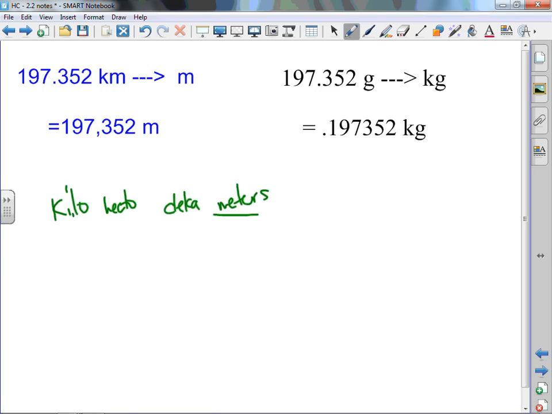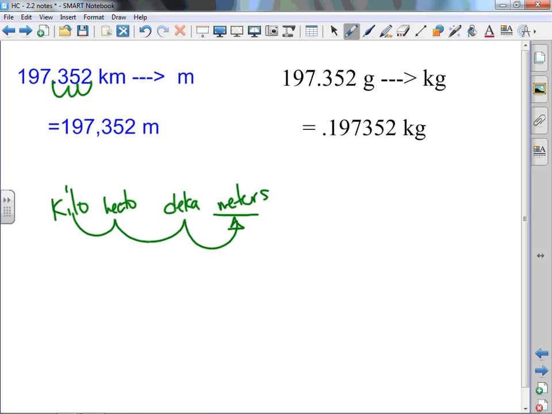So we are moving 3 places to the right. Therefore, the decimal moves 3 places to the right. We are multiplying by a factor of 1,000. So 197.352 becomes 197,352 meters.